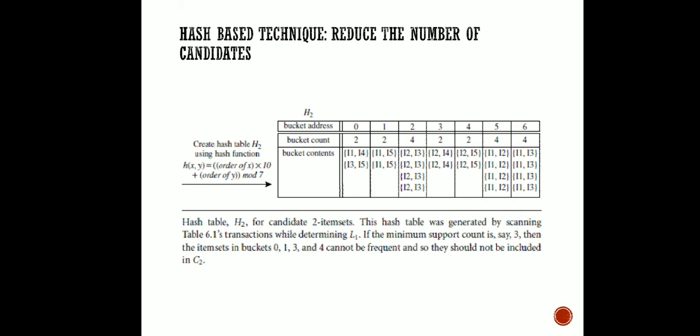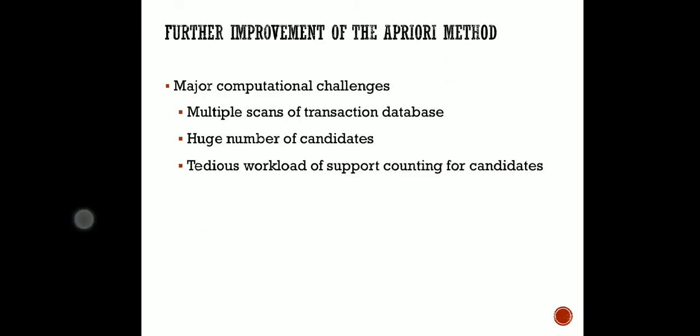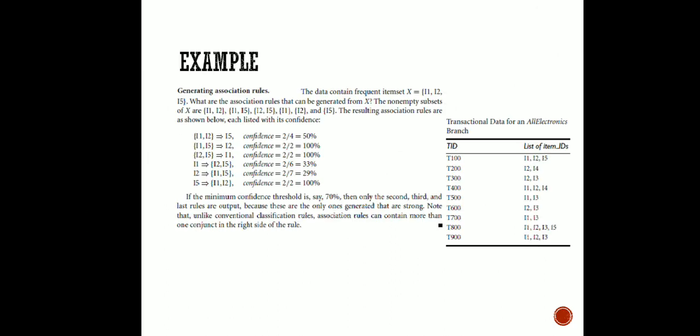Now you can easily understand what this hashing technique is doing. If we follow the table that we saw in our previous class, let us revisit that one. Just remember the table here. From this table we can count the occurrences of I1, I2, I3, I4 and I5.